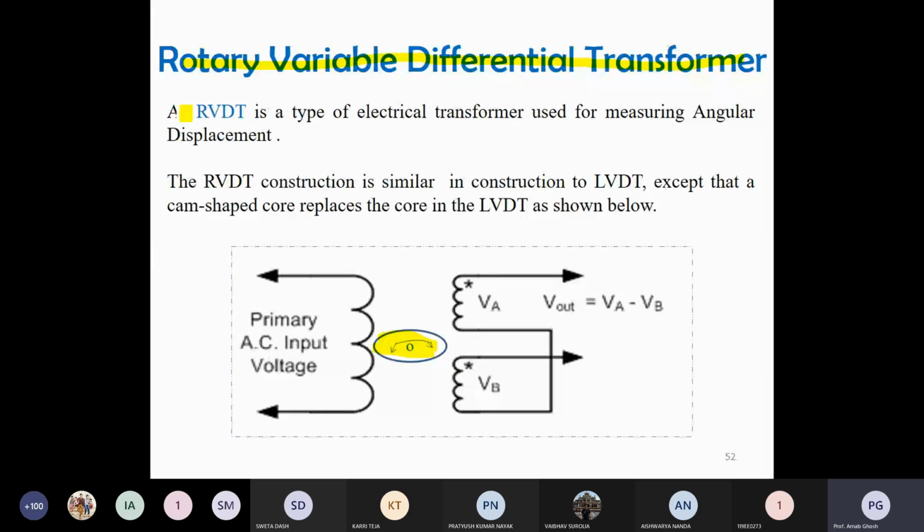An RVDT is a type of electrical transducer used for measuring angular displacement. The RVDT construction is similar to the construction of the LVDT, except that a circular core replaces the core in the LVDT shown below. So in between the primary and secondary coils, you are getting one circular core. That's why that value will be different.